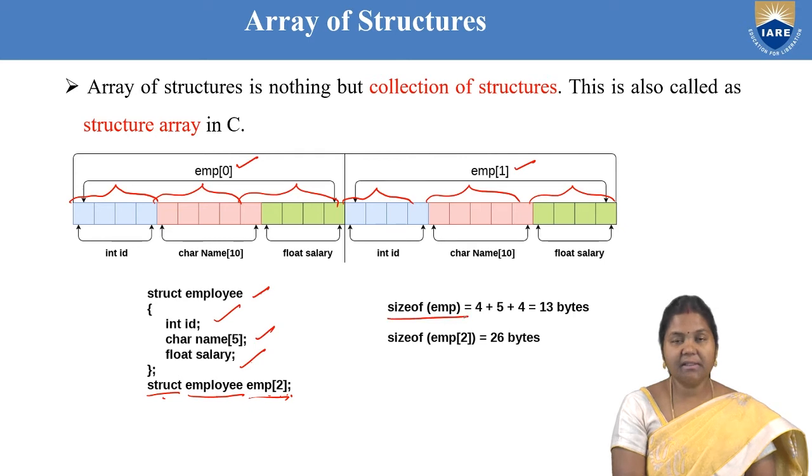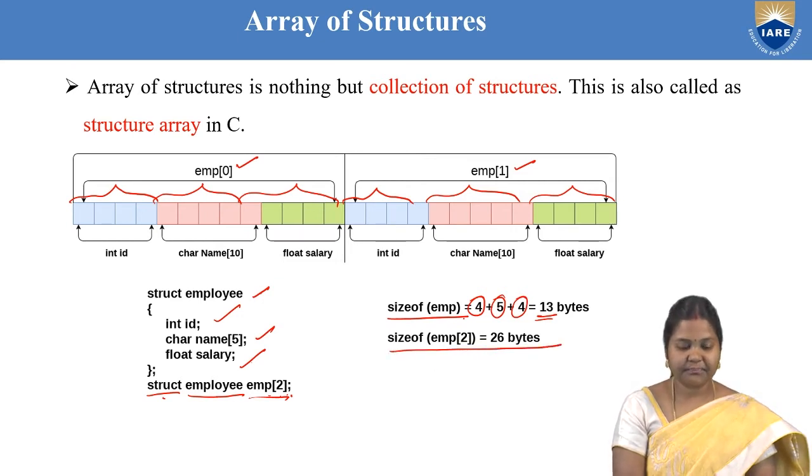Now consider how much memory is required for storing the values of employee[0]. Size of employee: the first member is integer type, so it requires 4 bytes. Second is character name[5], so it requires 5 bytes. And the third one is float salary, which is float type, so it requires 4 bytes more. So a total of 13 bytes is required for the first employee record. Similarly, for the second employee record, another 13 bytes is required. So the total memory requirement is 26 bytes.